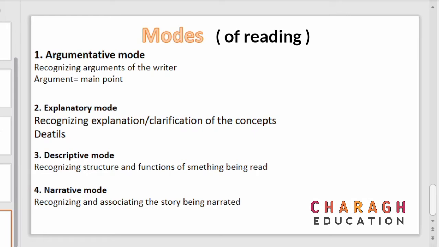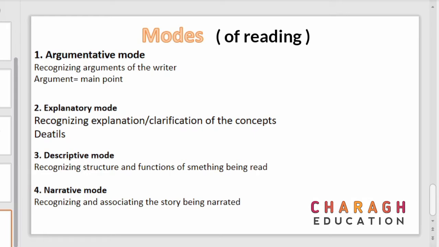So, these are some of the modes we actually adopt while reading a passage or text. First of all, argumentative mode, explanatory mode, descriptive mode, narrative mode. Now, first, let's discuss argumentative mode.